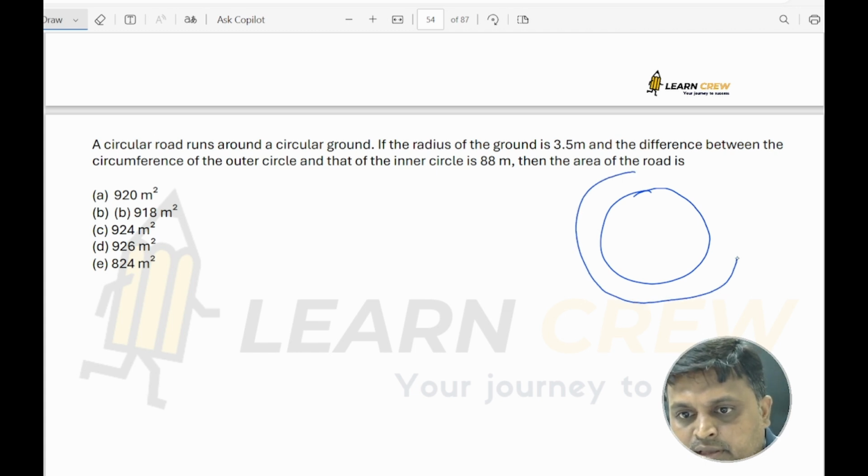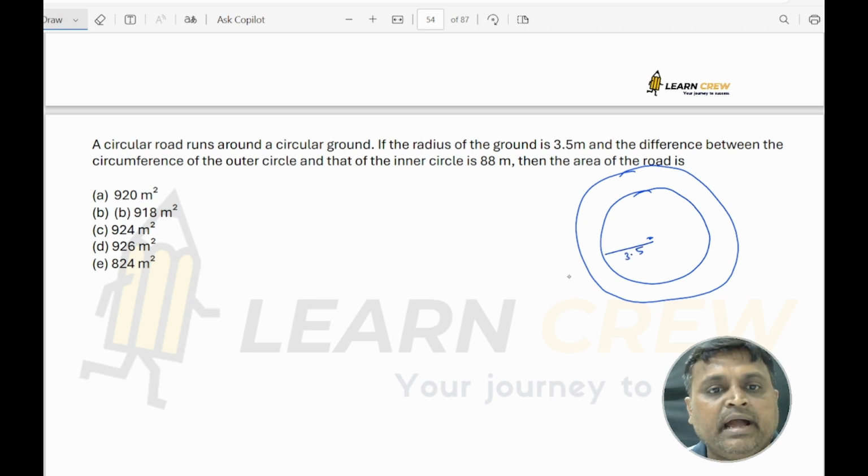This is the ground. Around this ground there is a circular track. Okay, one more circle. And this inner circle is the ground. Its radius is 3.5 meter, and this is some small r. And this total is capital R.